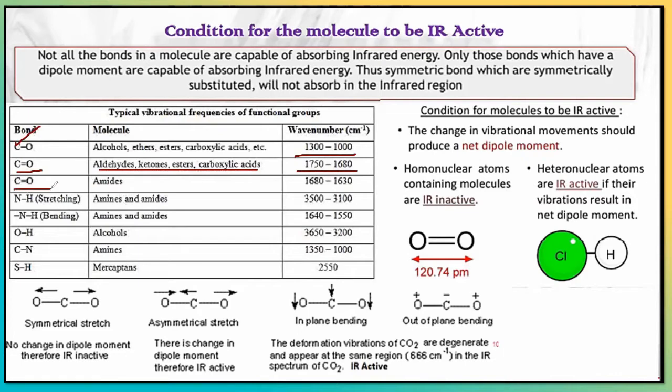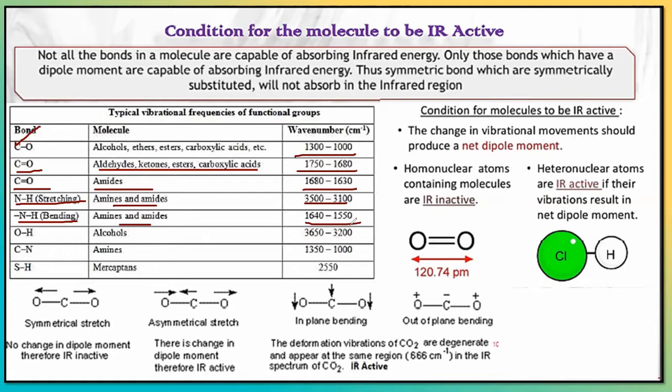After that, for C double bond O again, but for amides we have a separate value. For NH stretching and NH bending, for amines and amides, we have two different values. For stretching, the value is very high, 3500 to 3100. For bending, the value is comparatively less, 1640 to 1550. Now for alcohols it is 3650 to 3200. For amines it is 1350 to 1000, and for mercaptans it is 2550.